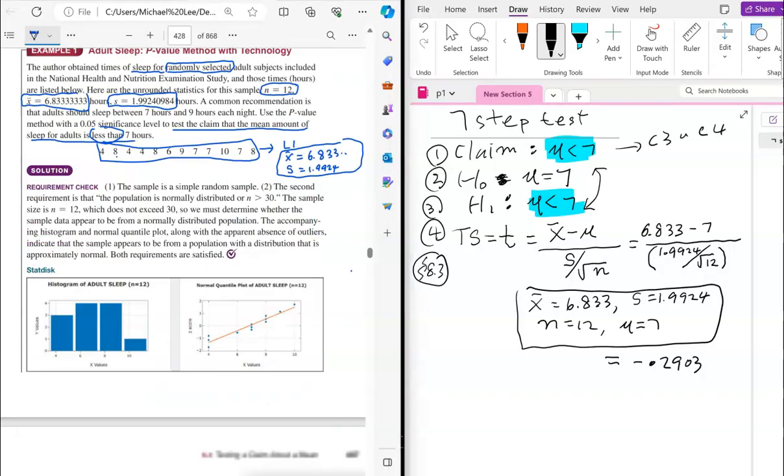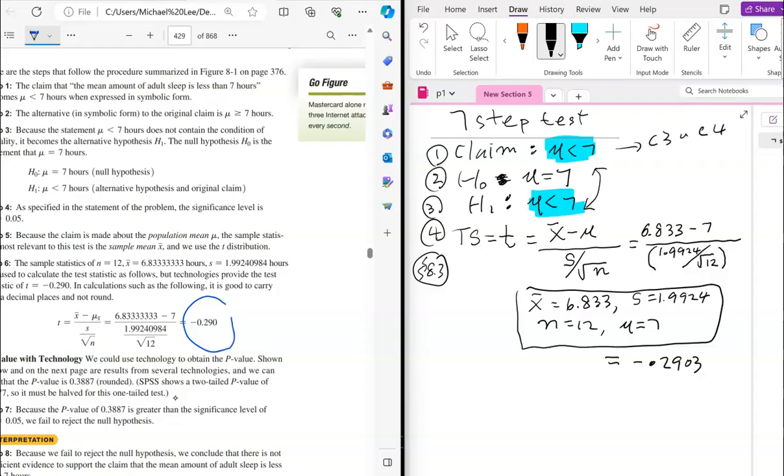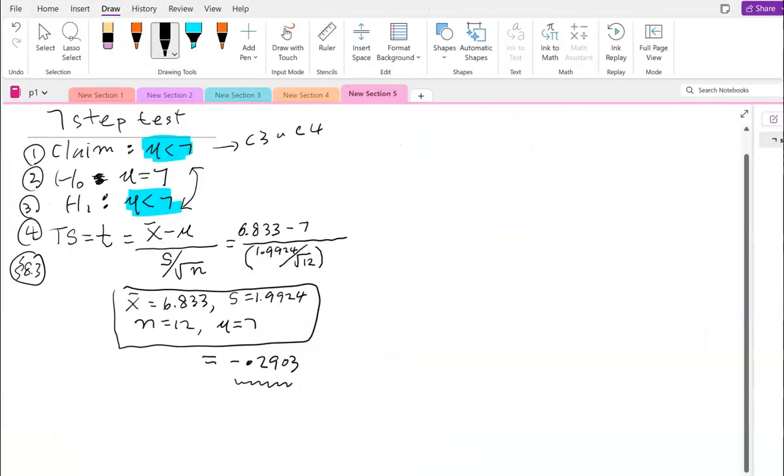Okay. So I think a textbook may have done that. Do you see that? Negative 0.29. Okay, you see that, 0.290. So now what are you going to do with it? We have to test the claim.